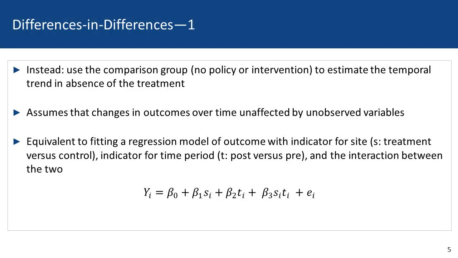Instead, what difference in differences allows us to do is to use the comparison group to estimate what the change over time would have been without the change in intervention or policy. This assumes that changes in outcomes over time are unaffected by unobserved variables and is equivalent to fitting a regression model of the outcome with indicators for site, so treatment or control, and time period, post versus pre, and the interaction between site and time. The estimated effect of the policy or intervention is here the beta 3 interaction term.